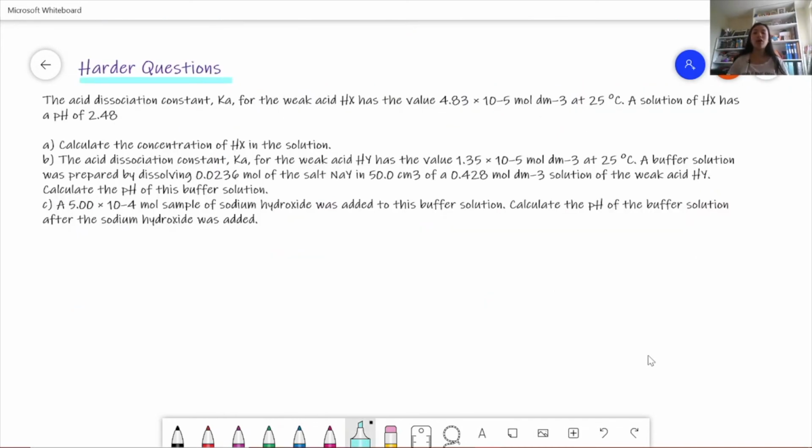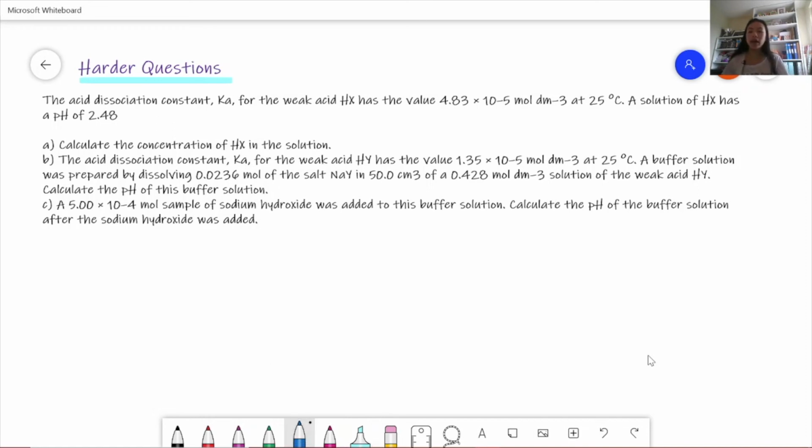Hi everyone, thank you so much for joining this video. We're going to look at some harder questions on the topic of buffers. So for this question, the acid dissociation constant Ka for a weak acid HX has a value of 4.83 times 10 to the minus 5 moles per decimeter cubed at 25 degrees Celsius, and a solution of HX has a pH of 2.48. For part A, calculate the concentration of HX in the solution.